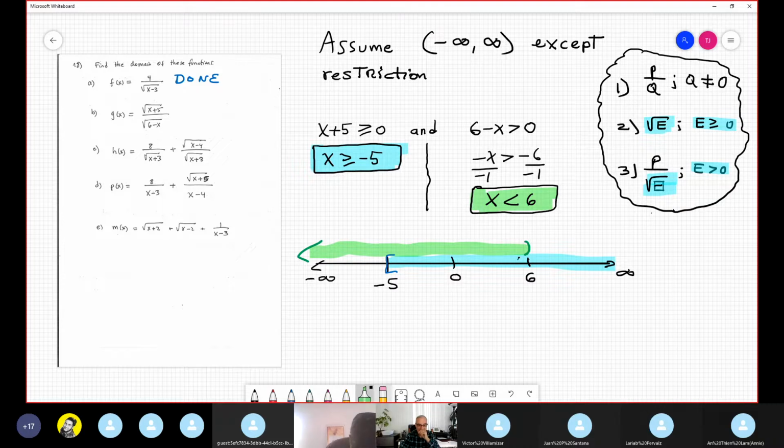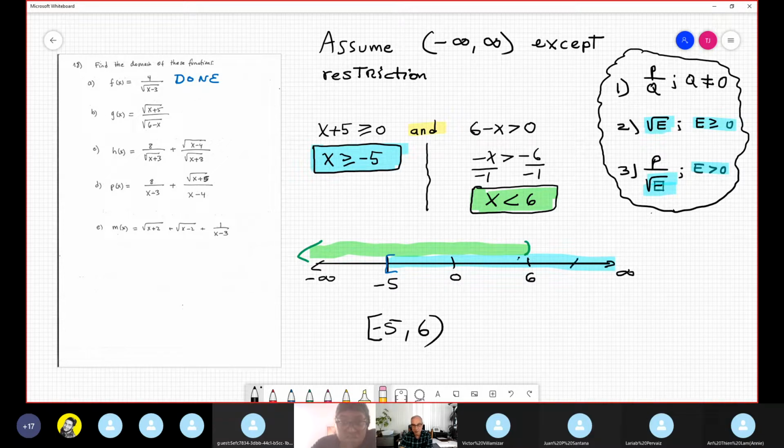Okay, so now my problem is "and". "And" is intersection. I need to find the common element in between the blue and the green. What do you think? What is the element that both intervals share? Exactly. Very well. This is the answer. The answer is bracket negative 5, 6 parentheses. End of the story. This is the domain of that function.